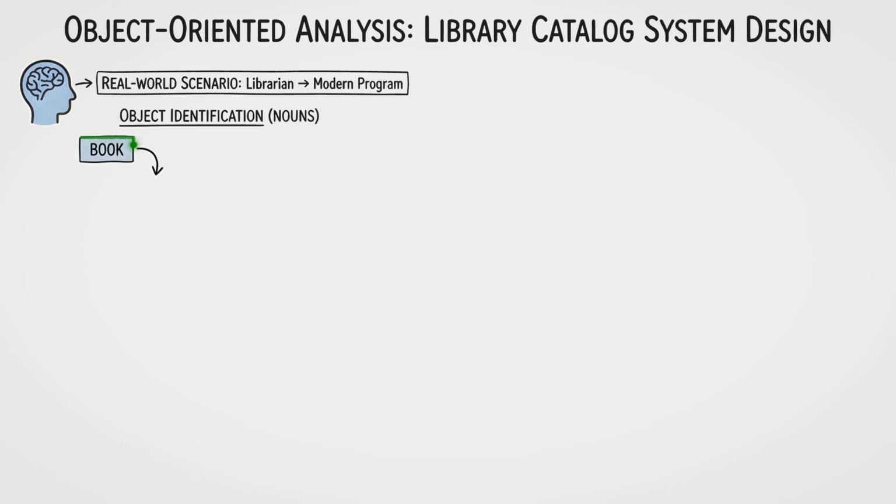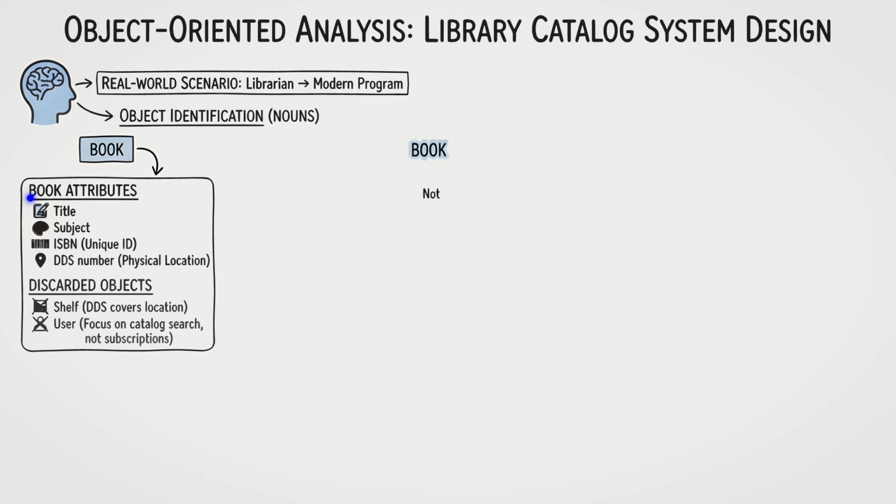The primary object we identify is the book. A book is defined by a set of specific attributes. These are characteristics like the title, subject, ISBN, and the Dewey Decimal System number. The ISBN acts as a unique ID for the book itself, while the DDS number tells us exactly where the book is physically located on a library shelf.